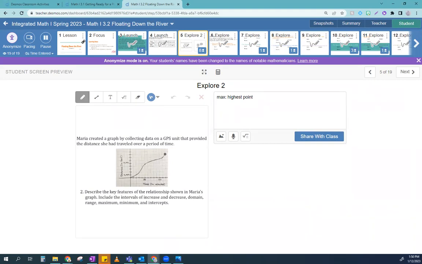So my maximum is at 16,500 in terms of distance. And this looks like it's going by 10, 10, 20, 30, 40, 50. Okay, so that's 110, 120. So the maximum is the highest point. So this guy, in this case, is going to be the point 120, comma, I think I said 16,500. Is that what I said? I think so.